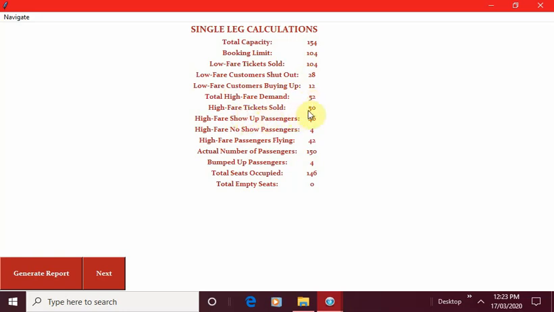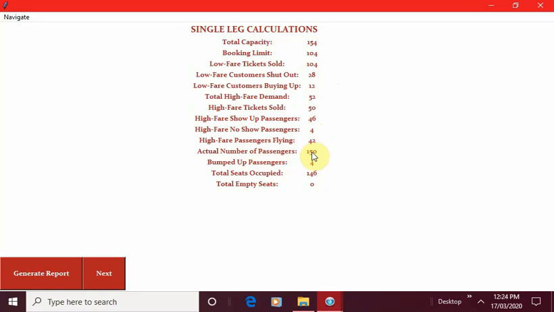High fare tickets sold, that is at the protection level set by the airline, is 50. High fare show up passengers is 46, that is 92% of the 50 tickets sold. High fare no show passengers is 4, of this particular total of 50. 46 plus 4 is 50, so these 4 were no show. High fare passengers flying on this particular flight is 42. 42 plus 104, that is tickets sold for low fare, becomes 146. That is the actual capacity of the aircraft.